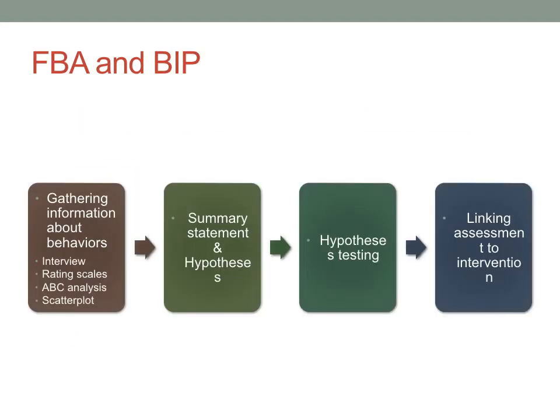Here is the general procedures for FBA and BIP. After you gather information about challenging behavior using interview, rating scale, ABC analysis, or scatter plot, you can come up with a summary statement. That's called hypothesis, right? And you have to test your hypothesis to see if your statement is true. And then, based on the information, you will develop BIP.